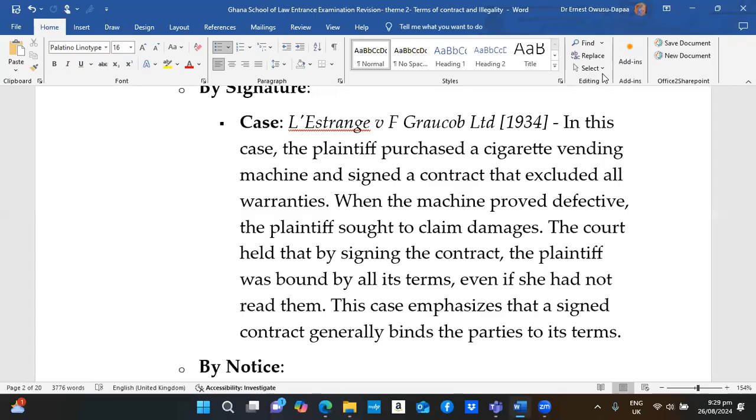The court said that she had been misled by fraud. And for that matter, the fact that she had put a signature there, the signature did not bind her, or what we often also call the plea of non est factum. It is not my deed, as it were. So let's keep that in mind.